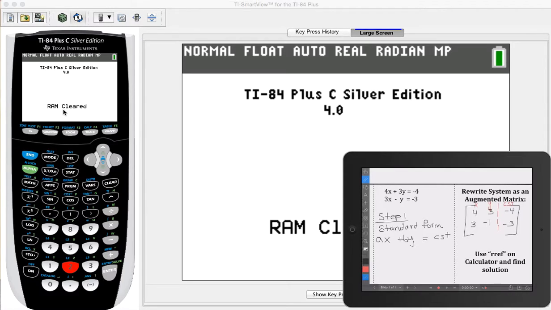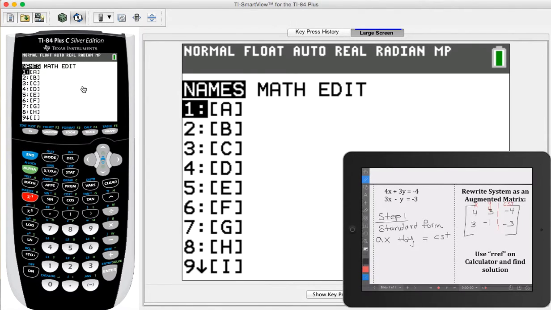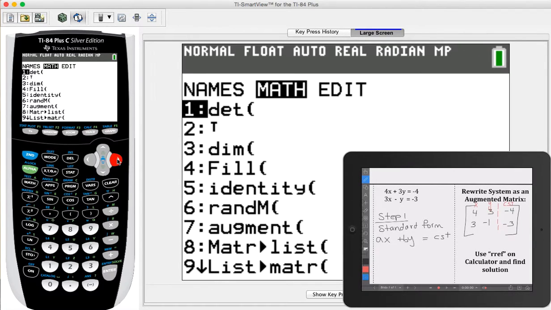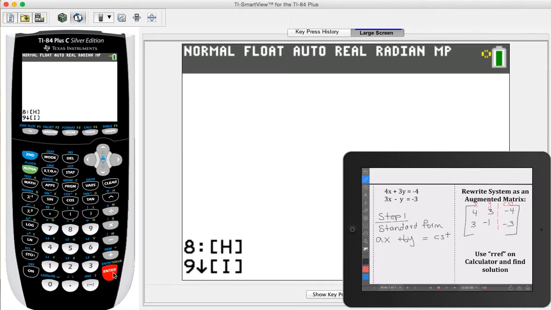First of all, you have to get to the matrix menu. How do you do that? You click on second, and then you click on x to the power -1, which is below the math key. If you look closer, you have the word matrix above x to the power -1. So second and then x to the power -1. This is how you get to your matrix menu. Now you need to put the values in, so you need to move over twice to edit. The first matrix is going to be my matrix A, so I need to press enter.